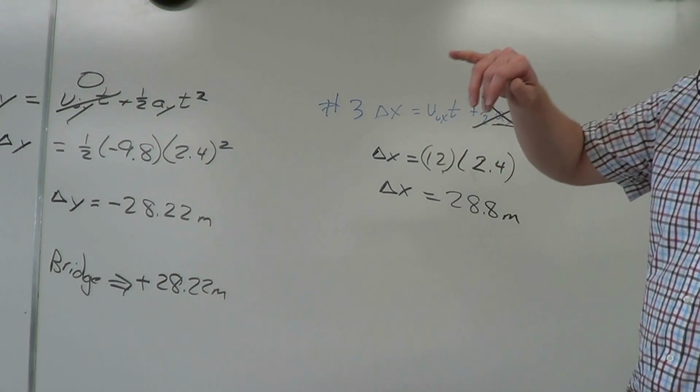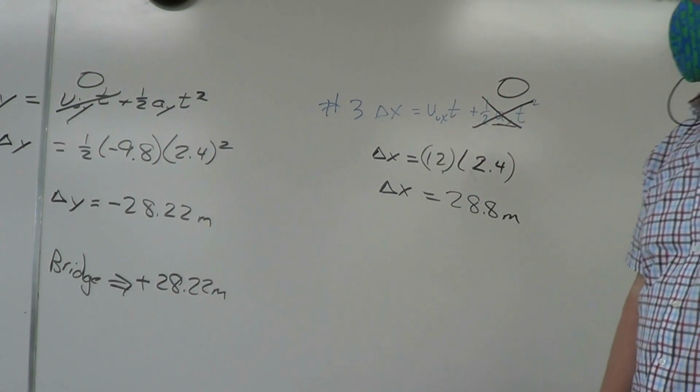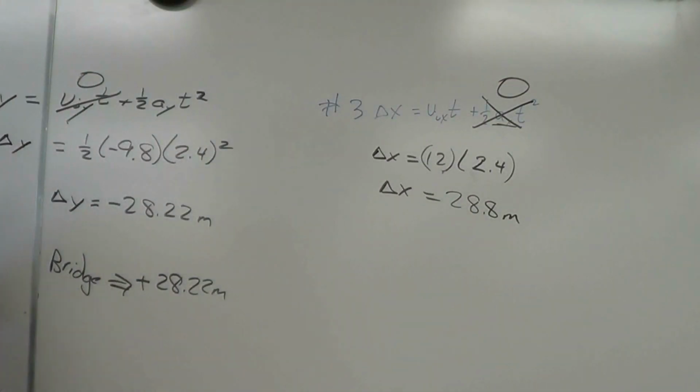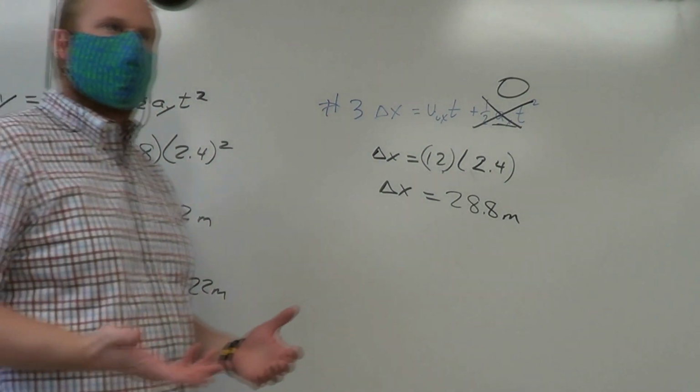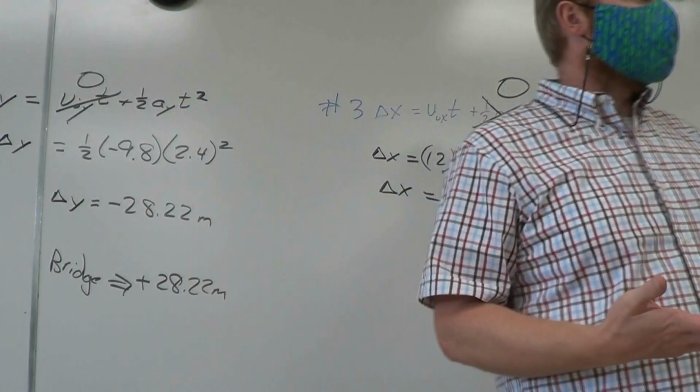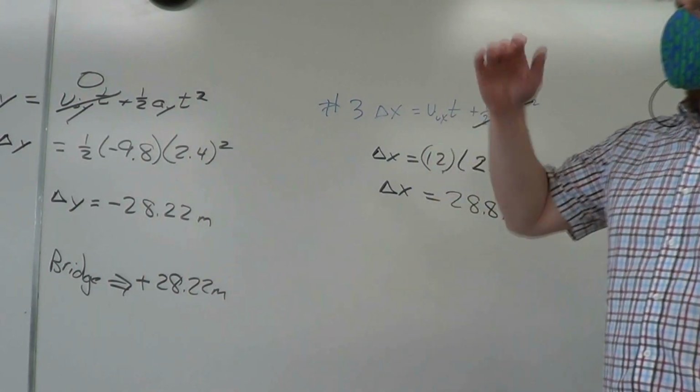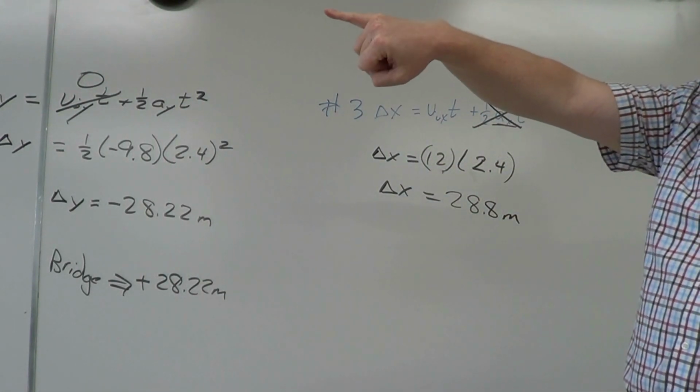I don't want to do the rest of these calculations, but let's talk about C really quick. Letter C says, what was the horizontal velocity when the rock hit the water? What I'm asking is, what is my final velocity in the x direction? Right as it hits the water, how fast is it moving horizontally? The answer is 12, because what force is acting in the x direction? None. So the velocity in the x direction is constant.